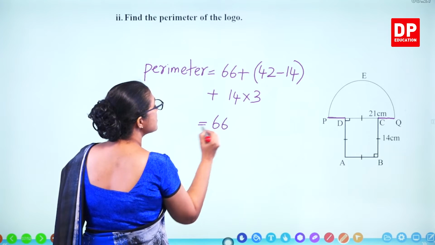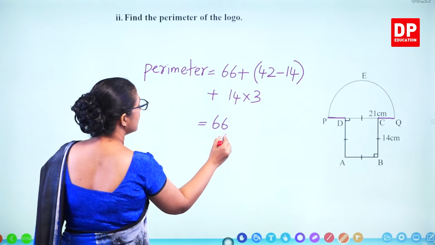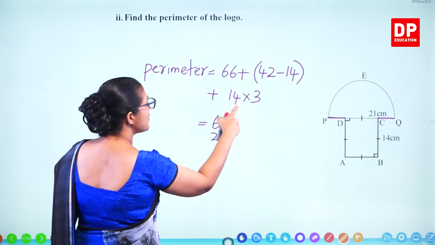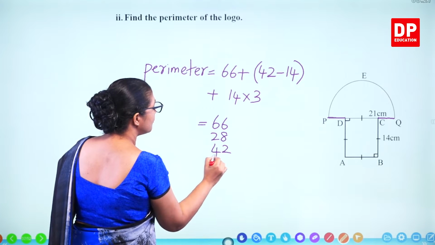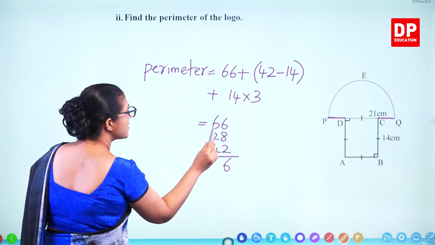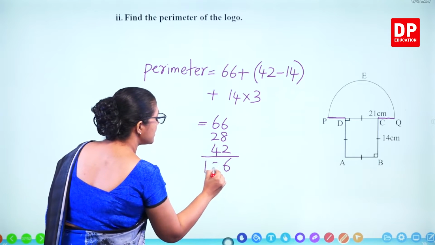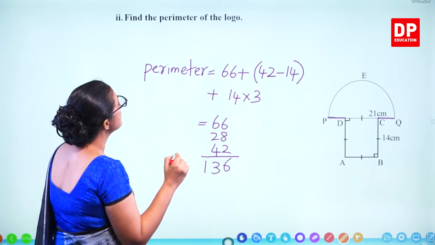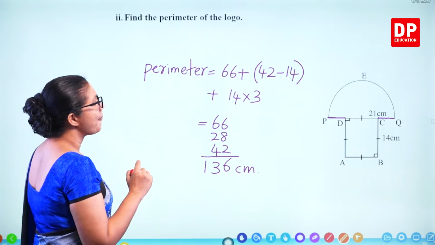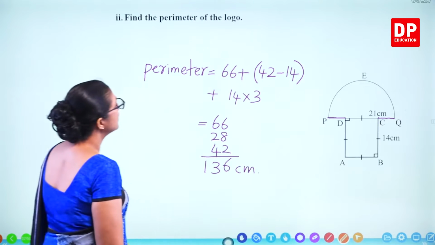Add it, 66. 42 minus 14, you get 28. And 14 times 3, 42. Now add it, 10 plus 6, 16, 1 remaining, 7 plus 2, 9, 9 plus 4, 13. So 136 centimeters is the perimeter. So you get 2 marks for that.